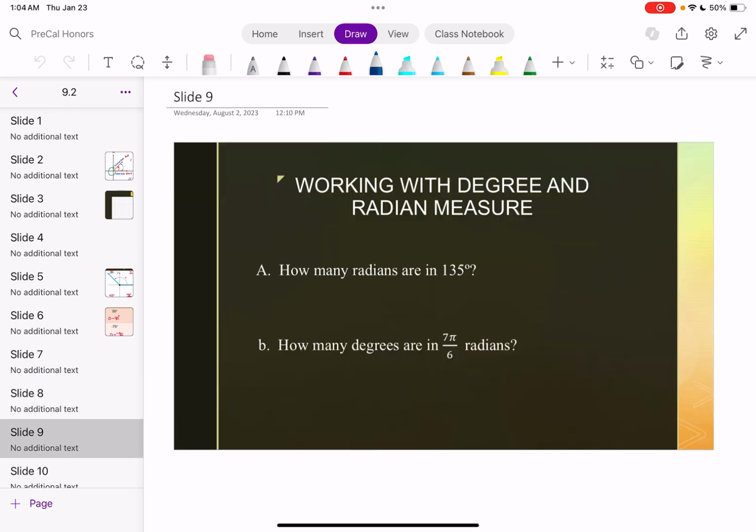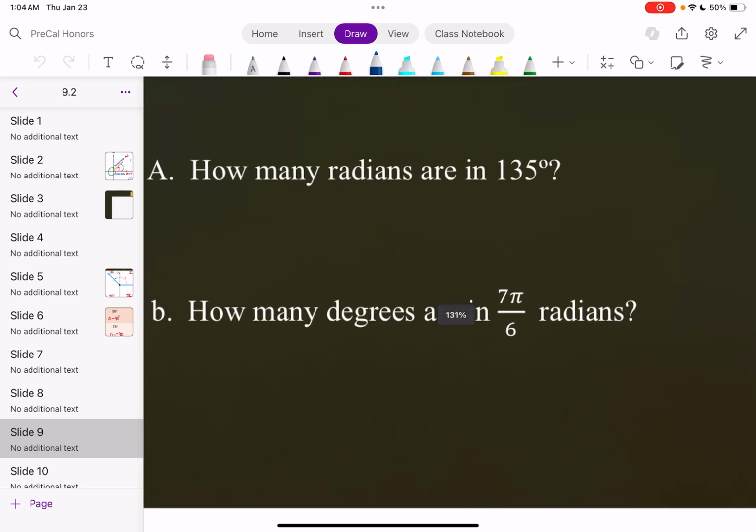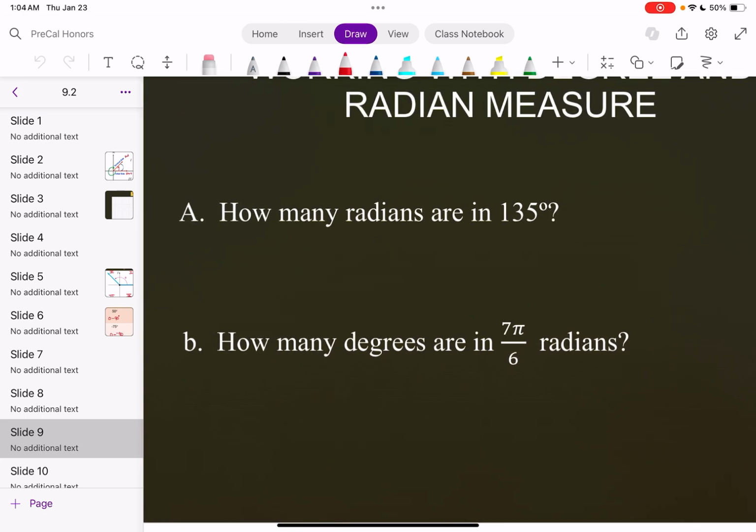In slide 9, we're going to go over a couple questions to get a better feel for what this type of problem would look like. The first thing to understand is, what is the question asking us? So we are starting off with our first question, which is in degrees. And from that degree, we are going to radians.